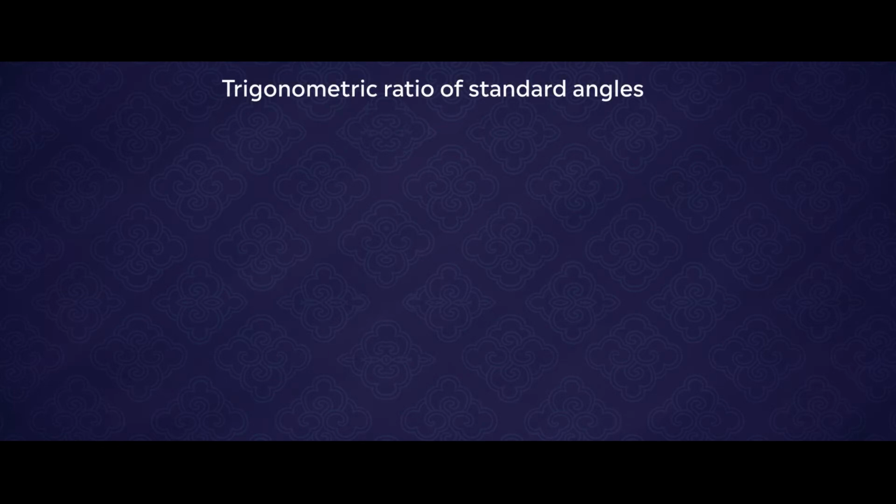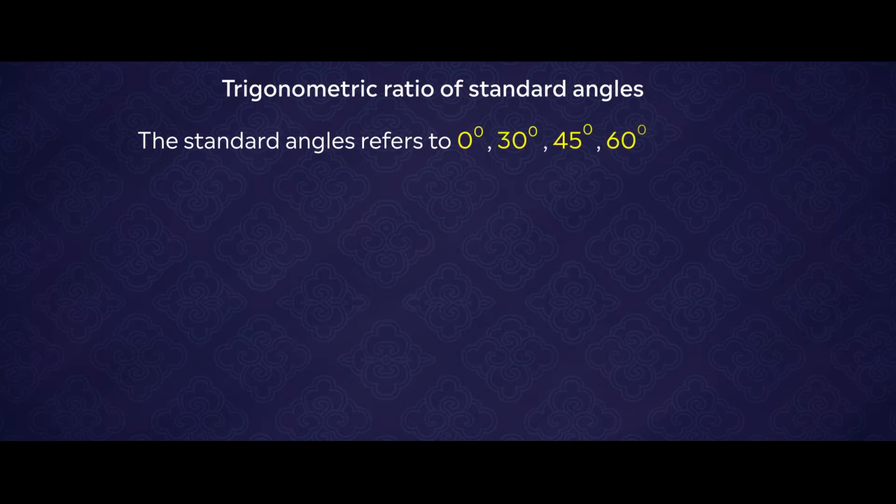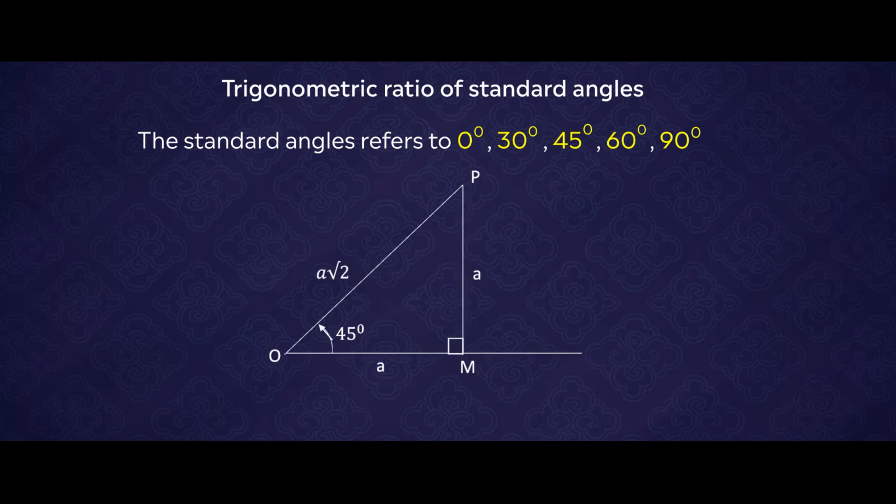Standard angles refers to these angles: 0 degree, 30 degree, 45 degree, 60 degree, and 90 degree. If you know the values for these angles, then you can find out the values for other angles as well. Now, look at the diagram here.